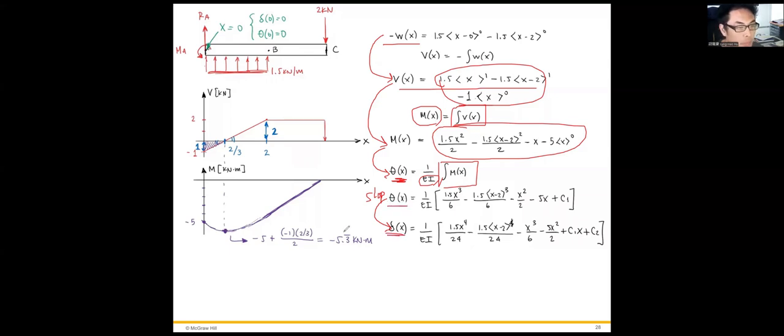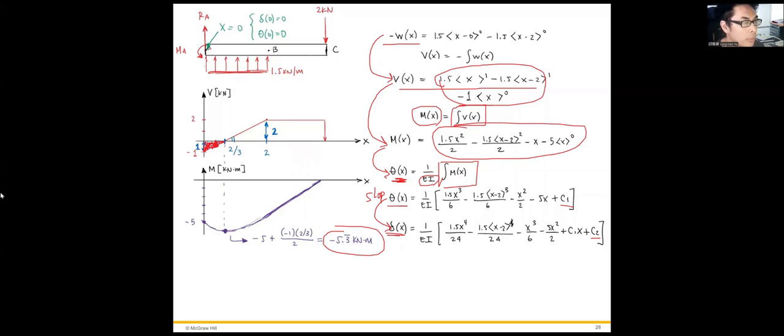And as I mentioned previously, the maximum moment is 5.3 when we calculate the area of this triangle. We can figure out the maximum moment from the shear and bending moment diagram. After two integrations, we will get two constants, C1 and C2. And how do we solve C1 and C2? From the boundary conditions.